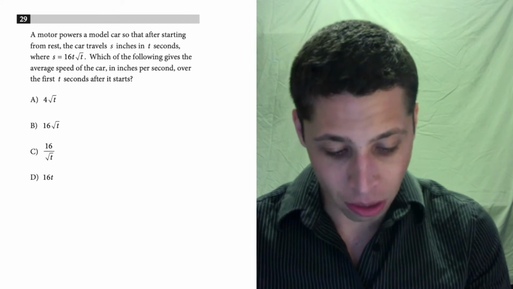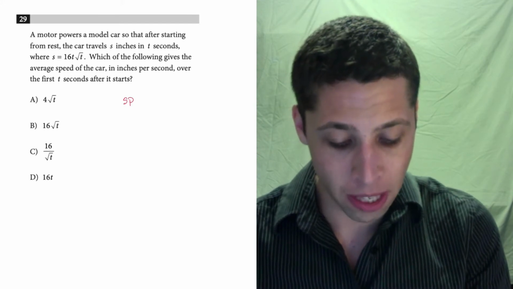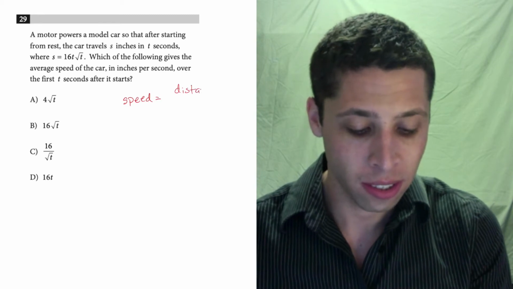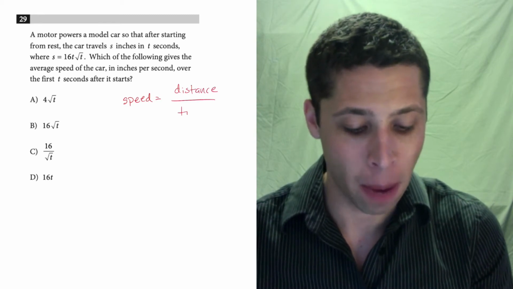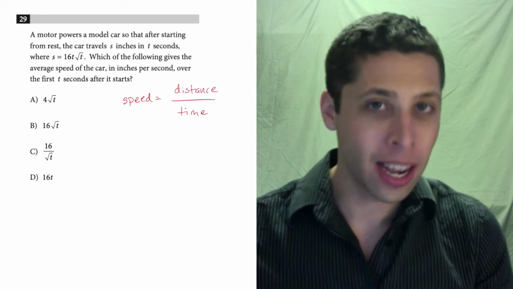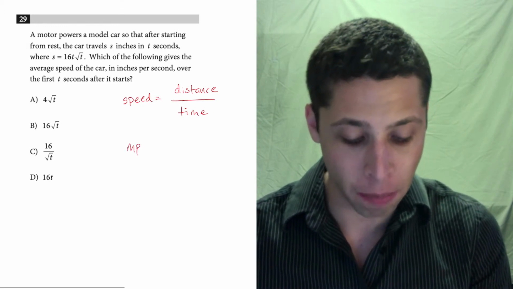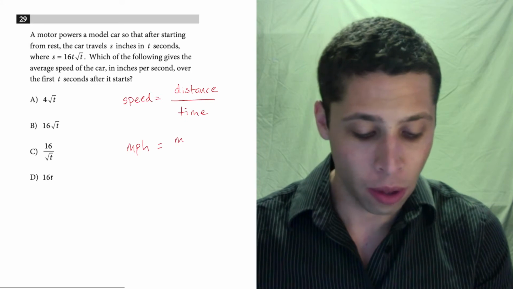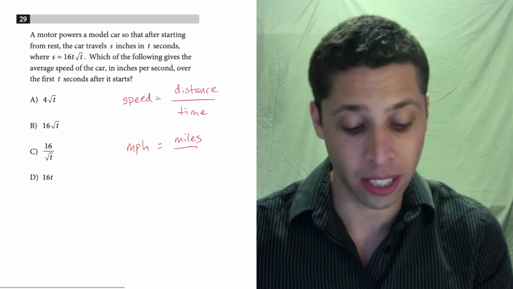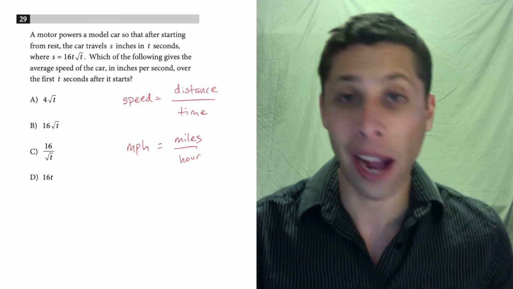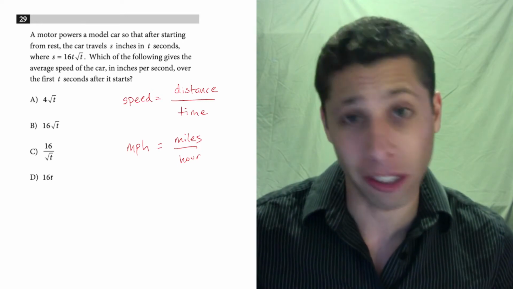But the easiest way to get this is to know that speed is equal to distance divided by time. And that kind of makes sense, right? Because if we think of speed, for example, a speed might be in miles per hour. Well, miles is a distance and hours is a time, and miles per hour suggests division.